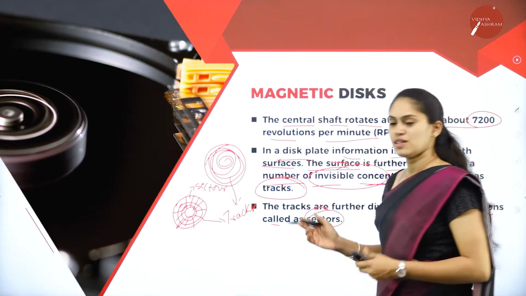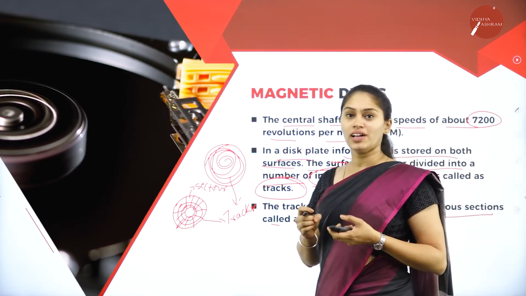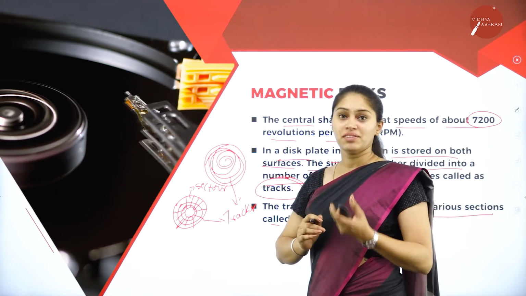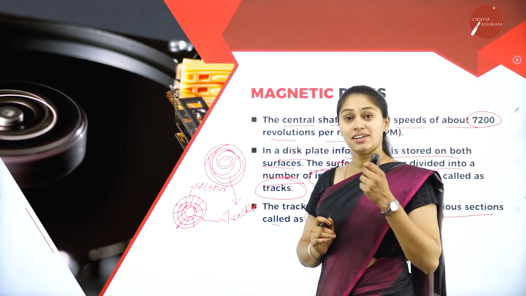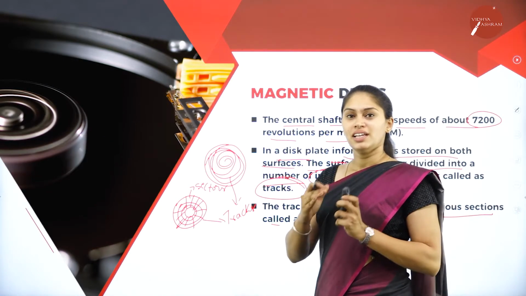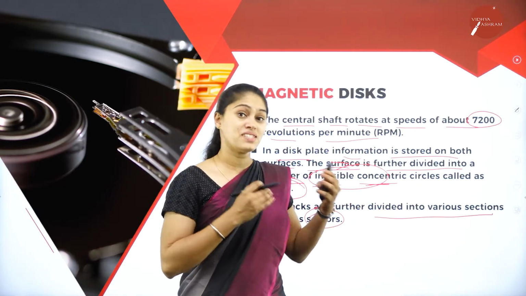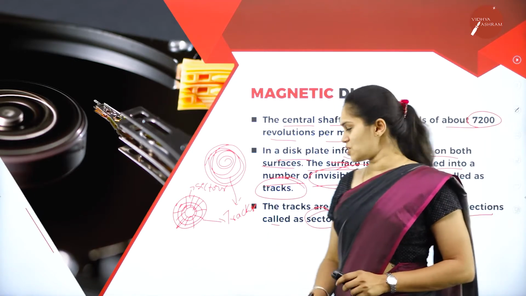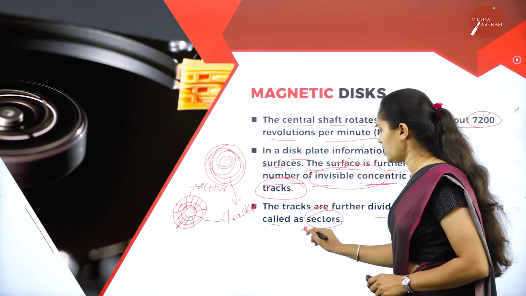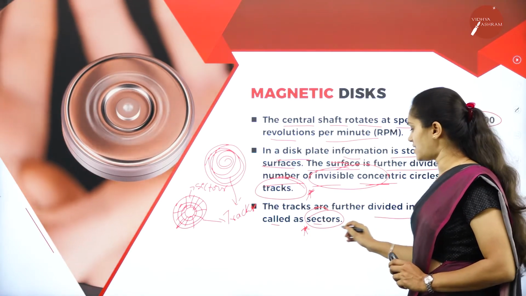So we have a magnetic plate, which is further divided into a number of invisible concentric circles. Those circles are nothing but tracks, and tracks are further divided into a number of sections. Those sections are called sectors. This is a very, very important question for your examination: what are tracks and sectors?